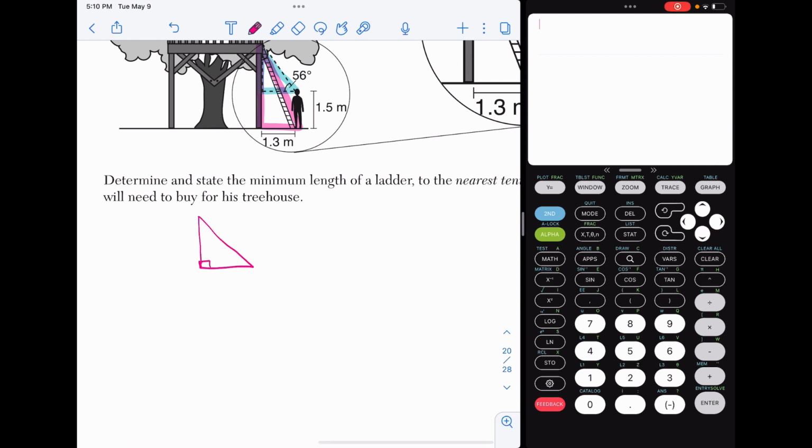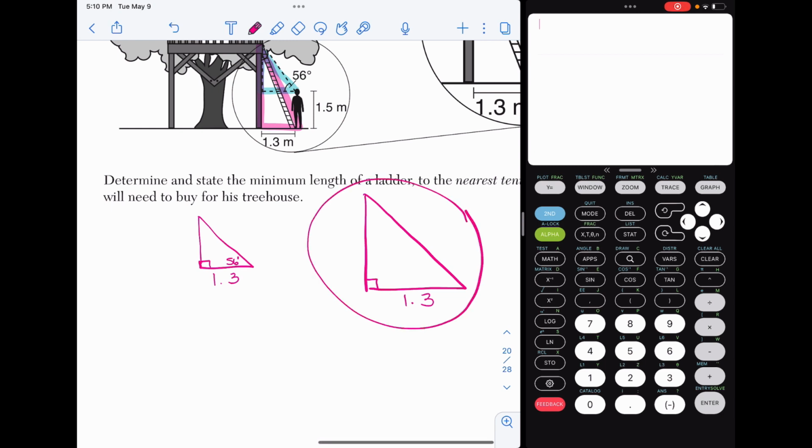I'm going to draw the 2 triangles separate here, just so we can look at them. So if we look at the small one, we know that this is 56, okay, and we know that the base is 1.3. In fact, we know that the base of both of these triangles is 1.3. And we are asked to eventually find this length over here in the big triangle, the hypotenuse. If I start with this triangle over here, notice I don't have enough information. I don't have an angle. There's no way for me to get that hypotenuse right now. So I'm going to start over here on the small triangle.